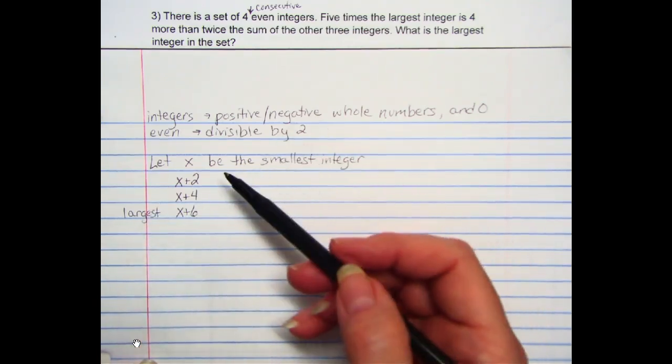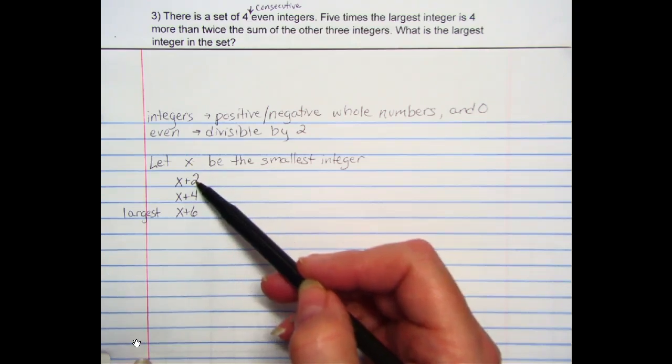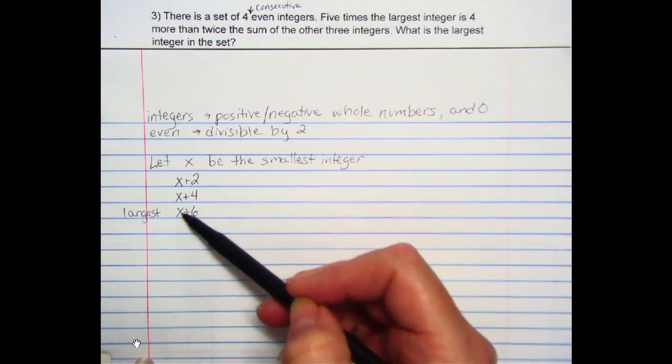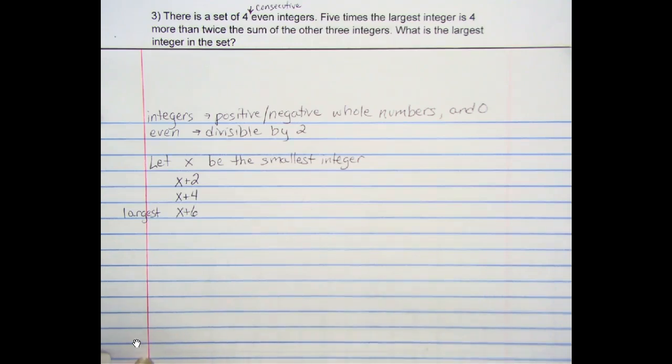Here's an example of that to show you how that works. If x was 2, then the next number would be 4, and then 2 plus 4 is 6, and then 2 plus 6 is 8. So we would have 2, 4, 6, 8. I'm not going to do it again, I promise.